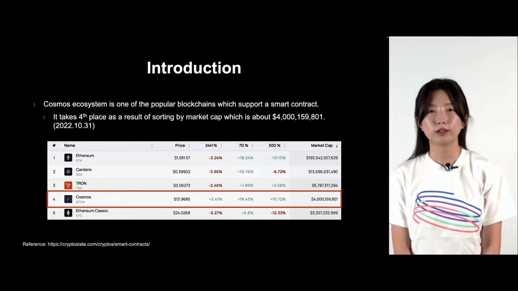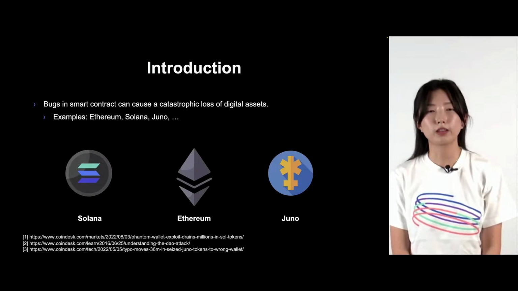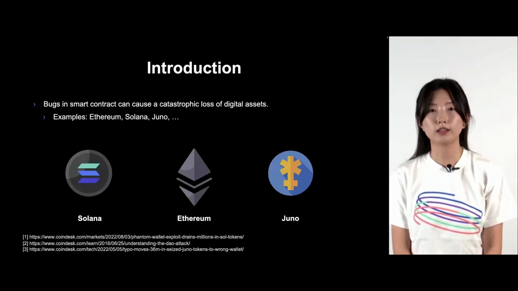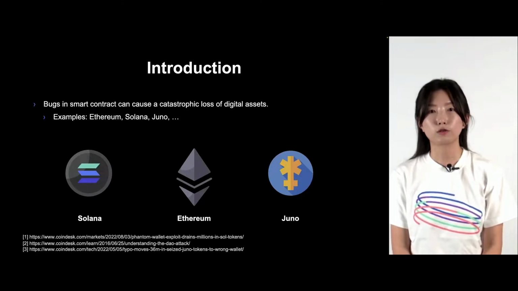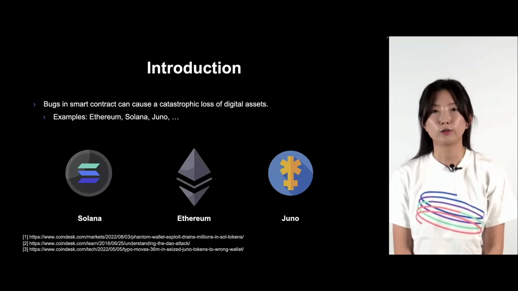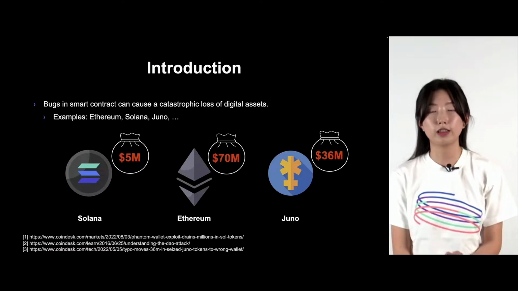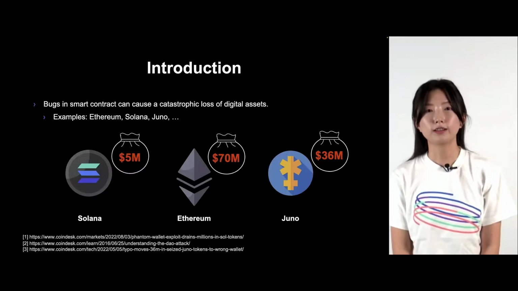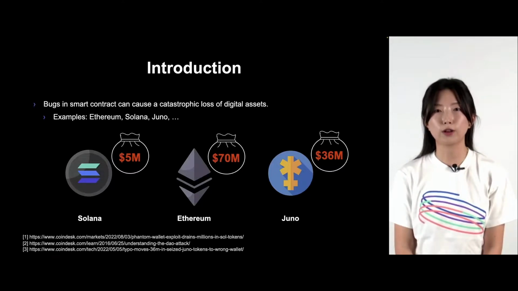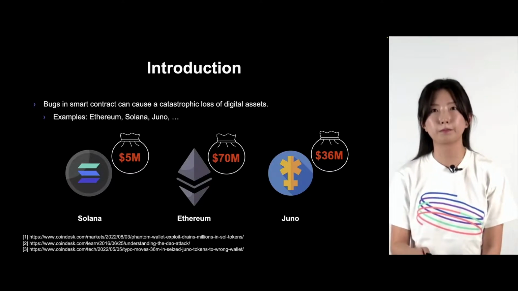And as the technology is popular, it also becomes a target of many hackers, especially because smart contracts deal with digital assets. If there are bugs in a smart contract, it could lead to a great loss in assets. Ethereum, Solana, and Juno have been attacked many times, and great amounts of money have been hacked. And what is surprising is that these hacking accidents are only the tip of the iceberg. So we can tell how important security on smart contracts is.